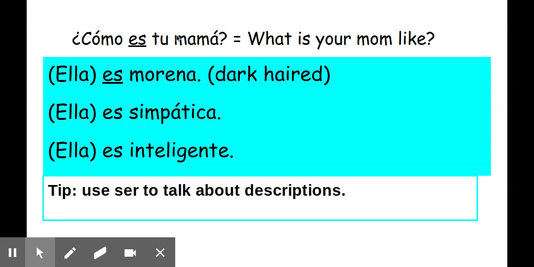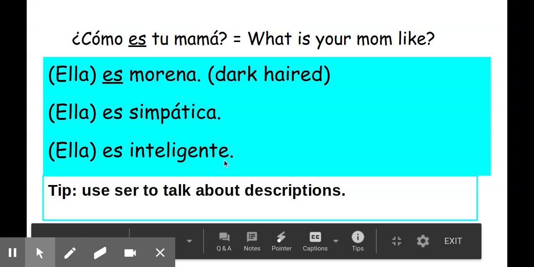¿Cómo es tu mamá? This is another one using the verb ser, which means I want to know what your mom is like, not how she is feeling. So we could say, ella es morena. She is dark-haired. Notice it ends in A here. Ella es simpática. Again, ends in A. Also notice that the verb is not changing because we are still talking about she. So this is the conjugation for the he, she, usted form. Ella es inteligente. We don't have to worry about changing that since it's a gender-neutral adjective.